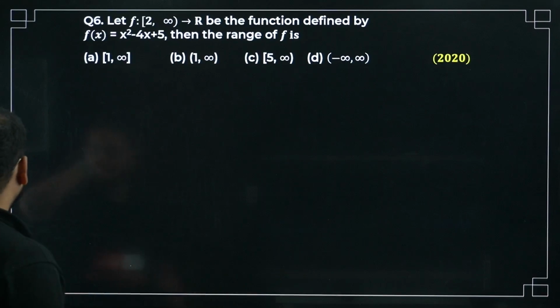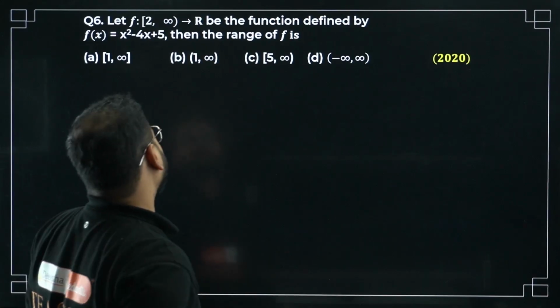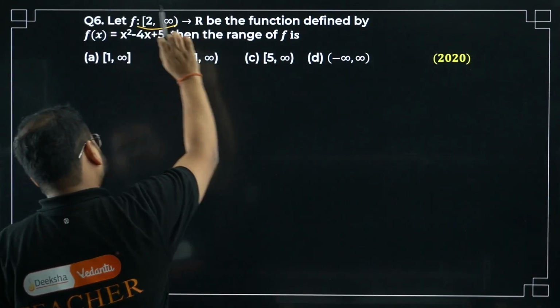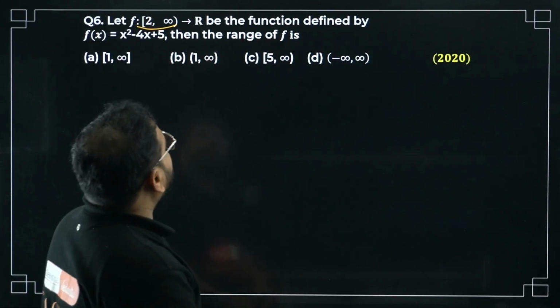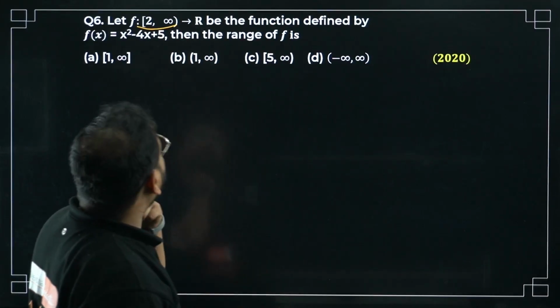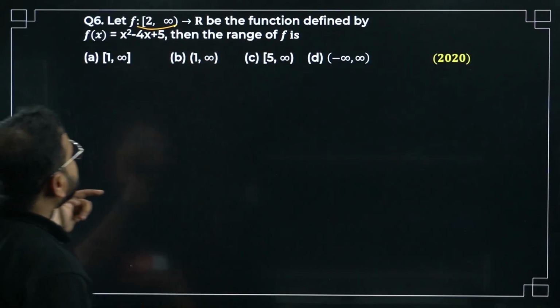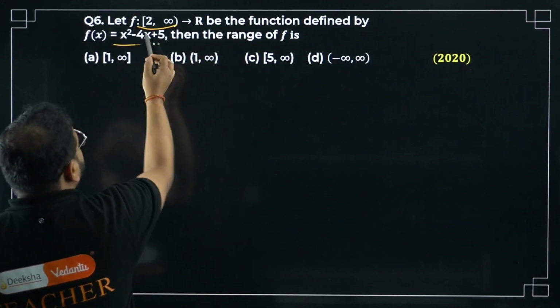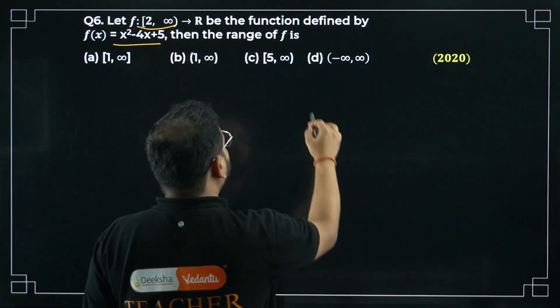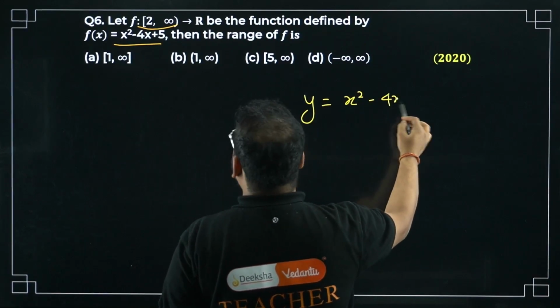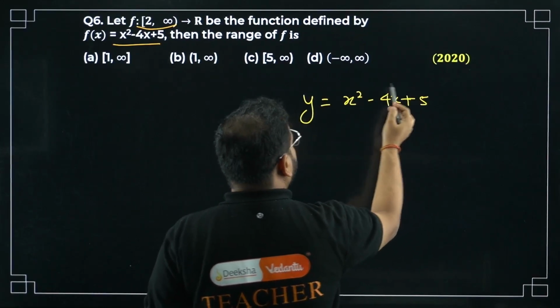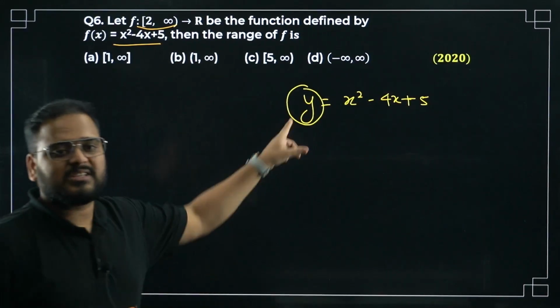Let f be a function from 2 to infinity. Domain is given. Range is the real numbers. The function defined by this, then the range of the function is how much? It's a very interesting question. Check this out. Y equals x square minus 4x plus 5. They are asking the range, right? So they are asking the condition on y.